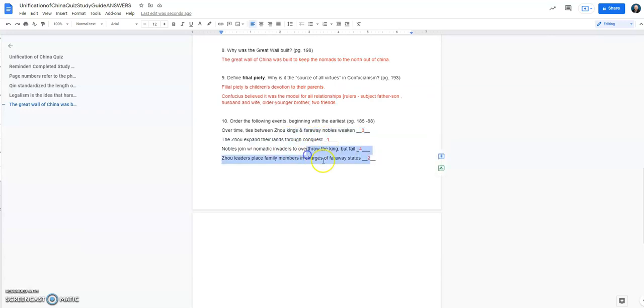2, you put people in charge you trust. Sadly, you probably shouldn't have trusted those people, because what happened with number 3 is those relationships begin to break down. Those people get ideas. They want power for themselves. And then 4, they cut deals and team up with nomadic peoples, and they overthrow the king. So it's a process of how the Zhao expanded and lost their empire.